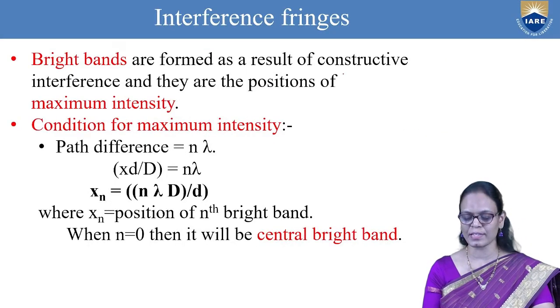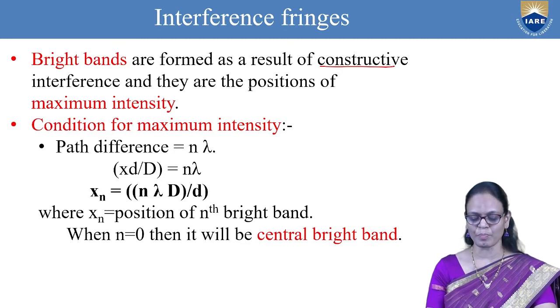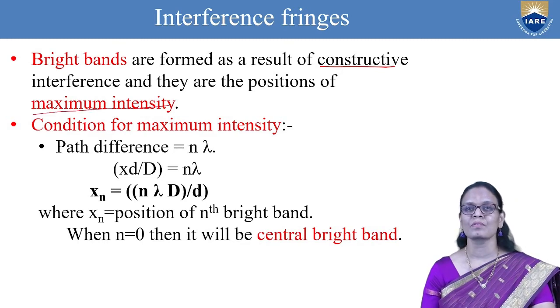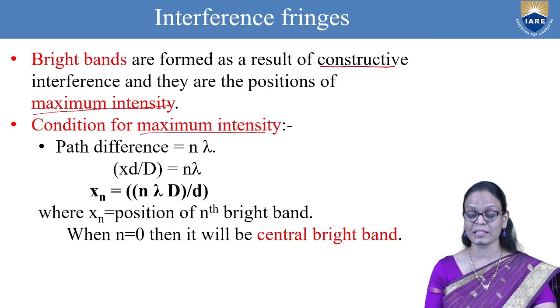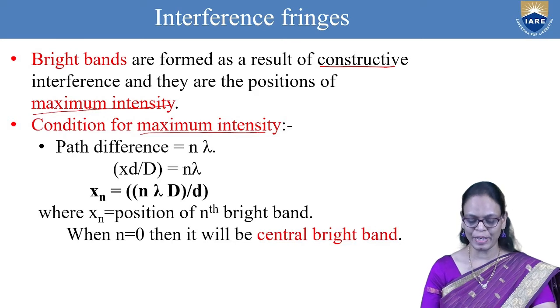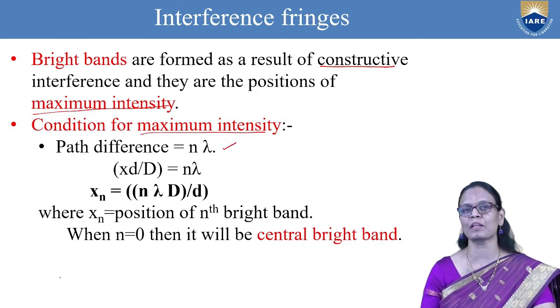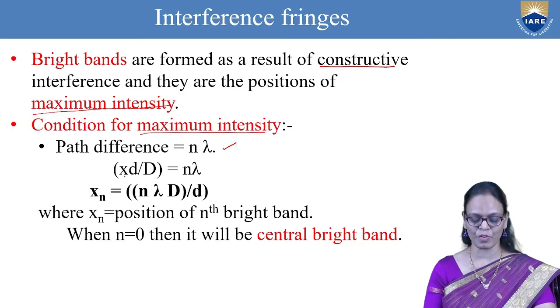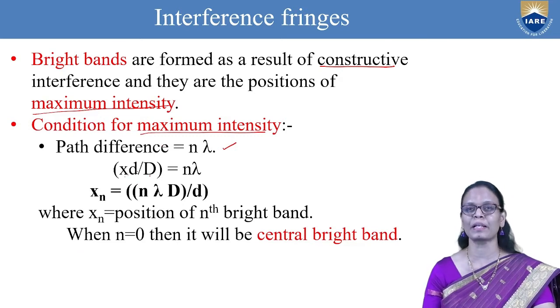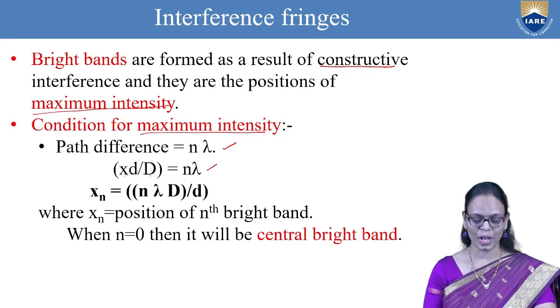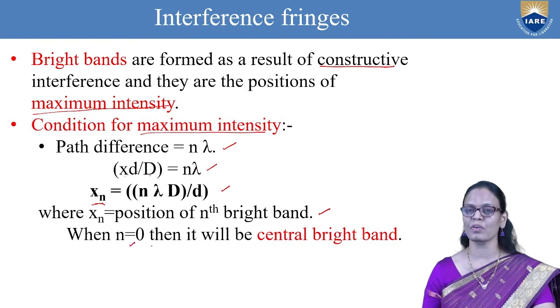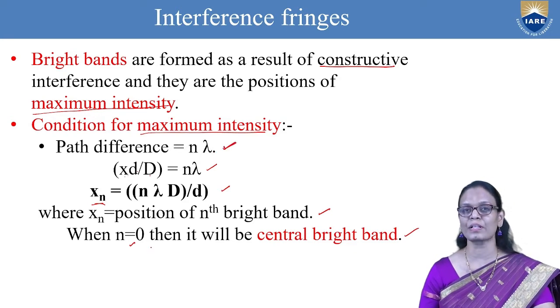Now bright bands are formed as a result of constructive interference and they are the positions of maximum intensity. So we are going to write the condition for maximum intensity. We have seen the path difference should be an integral multiple of lambda, and we have derived the expression for path difference, X into small d upon capital D. So that should be equal to n lambda. So X will be equal to n lambda D by d. So this gives the position Xn, the position of the nth bright fringe. And when n is equal to 0, we have the central bright fringe. So this is what we need to understand: the condition for constructive interference and then the position of the bright band.